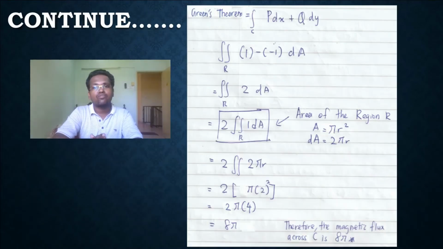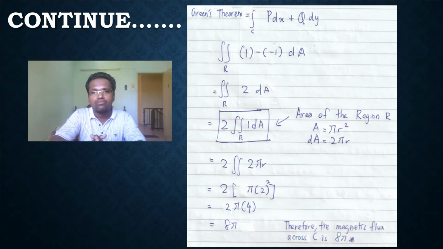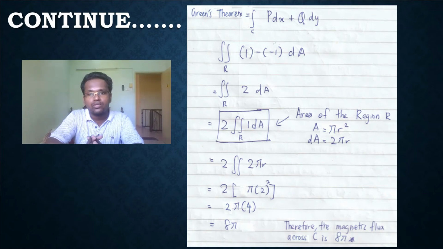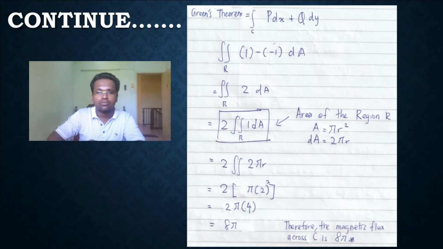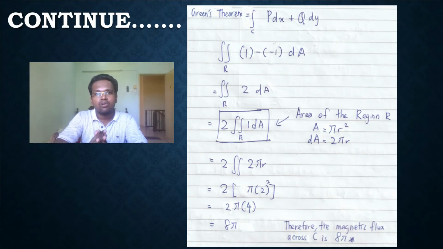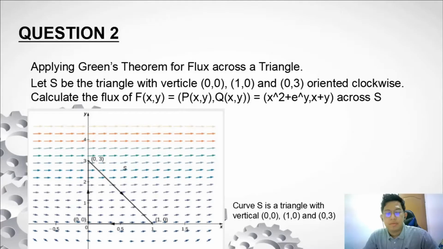According to the Green's theorem formula, we use the integration of P dx plus Q dy. So we use the values of the P and Q differentiation and place them into the formula, so we get the integration of 2 dA. After this, we use the area of the region R, which is pi r squared. So we place the 2 into the formula of pi r squared and multiply by 2. So we get 8 pi. Therefore, the magnetic flux across C is 8 pi.